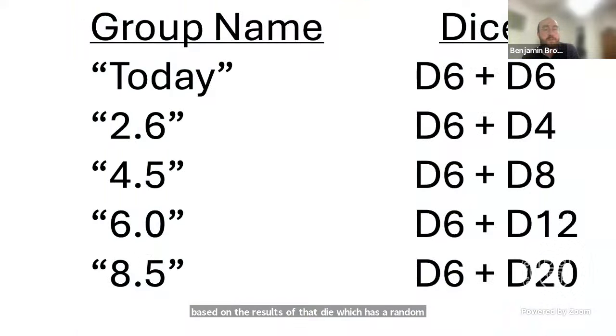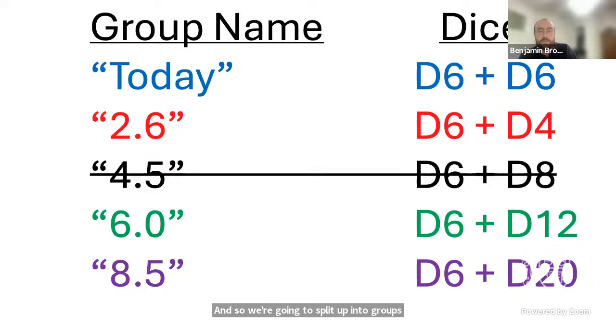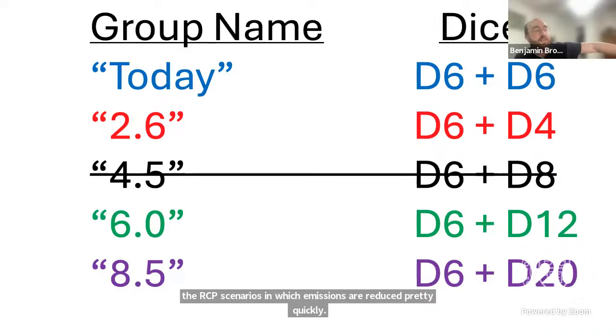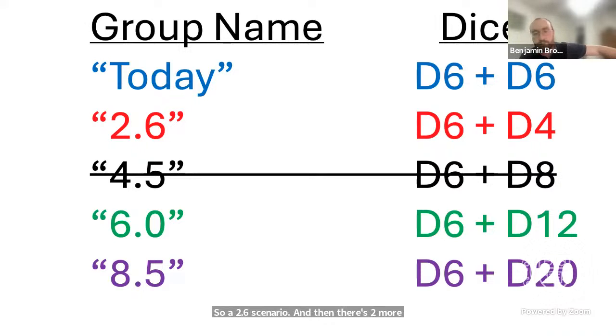And so we're going to split up into 4 different groups here. The blue group is the present day group, we'll call it. The red group is going to be this 2.6. This is one of the RCP scenarios in which emissions are reduced pretty quickly. So a 2.6 scenario. And then there's two more groups, the 6.0 and 8.5, in green and purple.